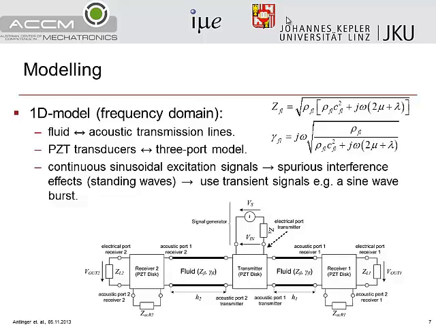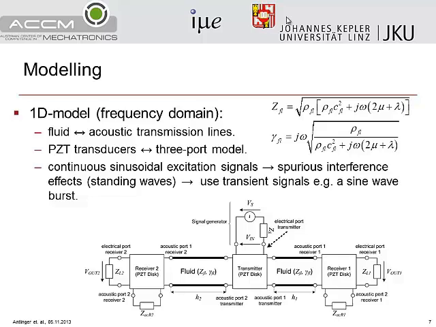Unfortunately, in the literature, there are different notations for the bulk viscosity. One common term is 2 times mu plus lambda, and the other one is 4 times mu divided by 3 plus the bulk viscosity. And this is the propagation constant of the acoustic transmission line.